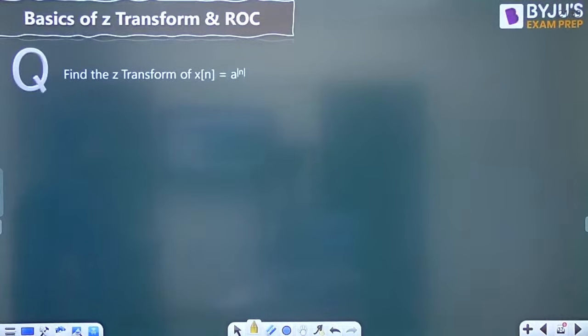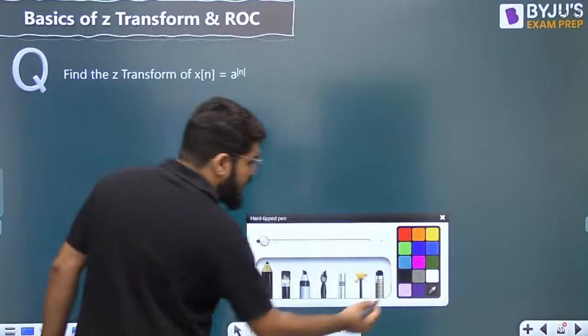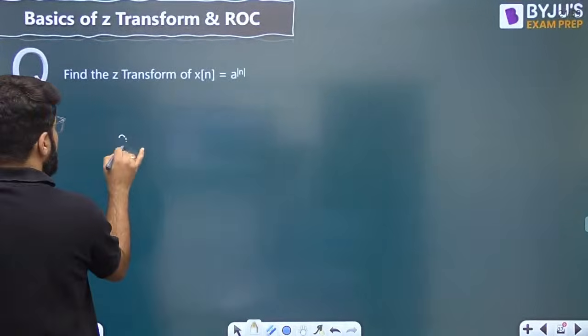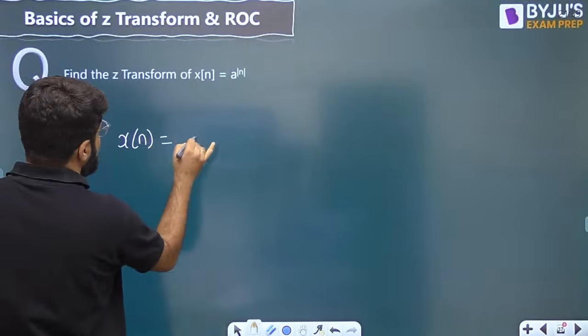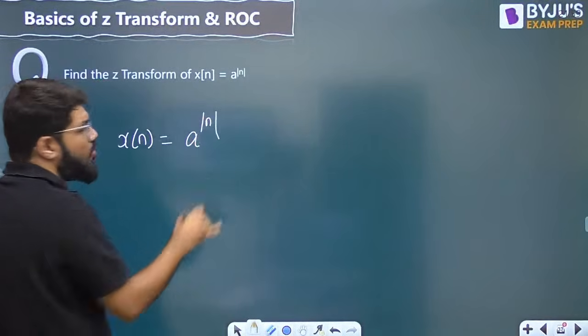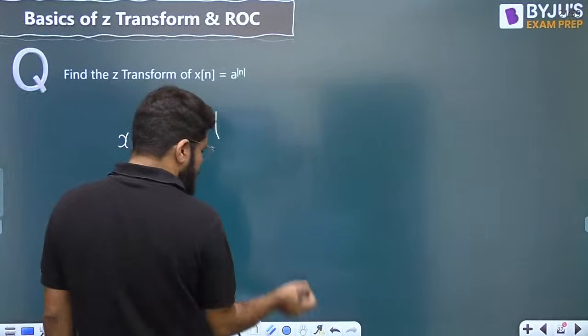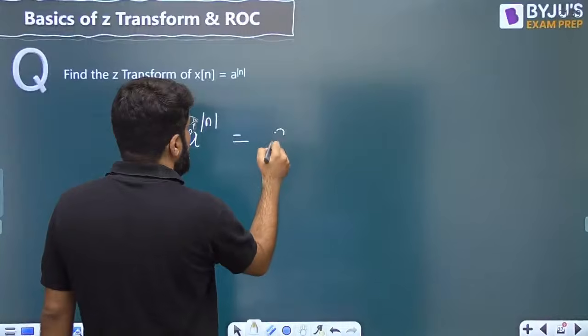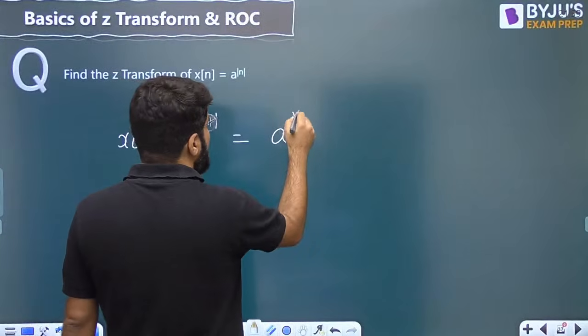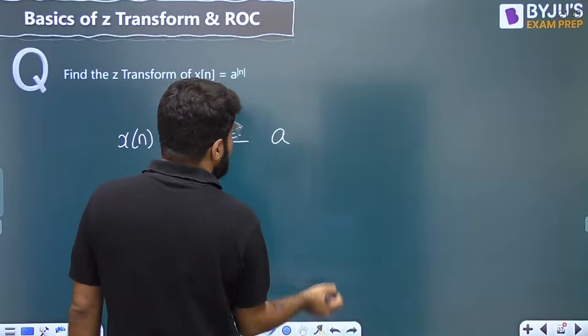Right? So book-wise, it is Oppenheim, the best book, Gajendra. Okay. Find the Z transform for a power modulus of n. So now try to understand this signal. x[n] is equal to a power modulus of n. Modulus of n is equal, simple mathematics, guys.